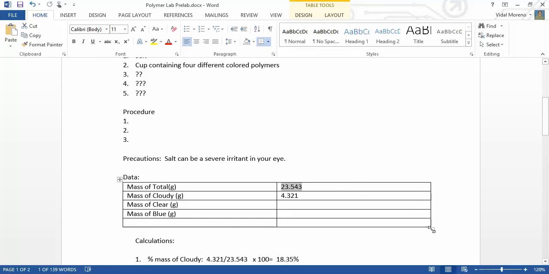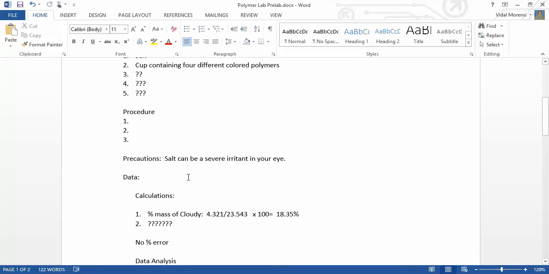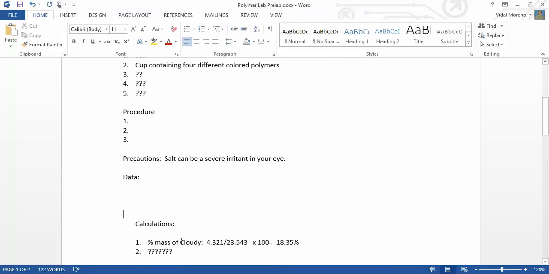Can you spell so I can get the background? Nope. That's already been emailed to you. Here's the part that hasn't. Let me erase this from previous class. Data. What data did you collect? What did you measure?